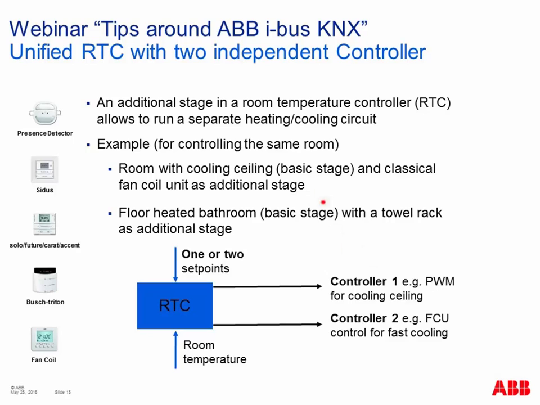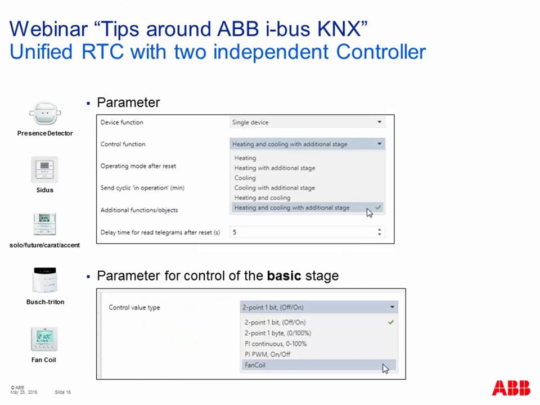But I will show to you how it works in principle in the ETS programming. Here an example of one of our unified RTC parameters. First of all, the control function can be heating or cooling, you know this. Can be both heating and cooling if necessary. And all of these additionally with an additional stage. So here I have adjusted now heating and cooling and additional stage for both.